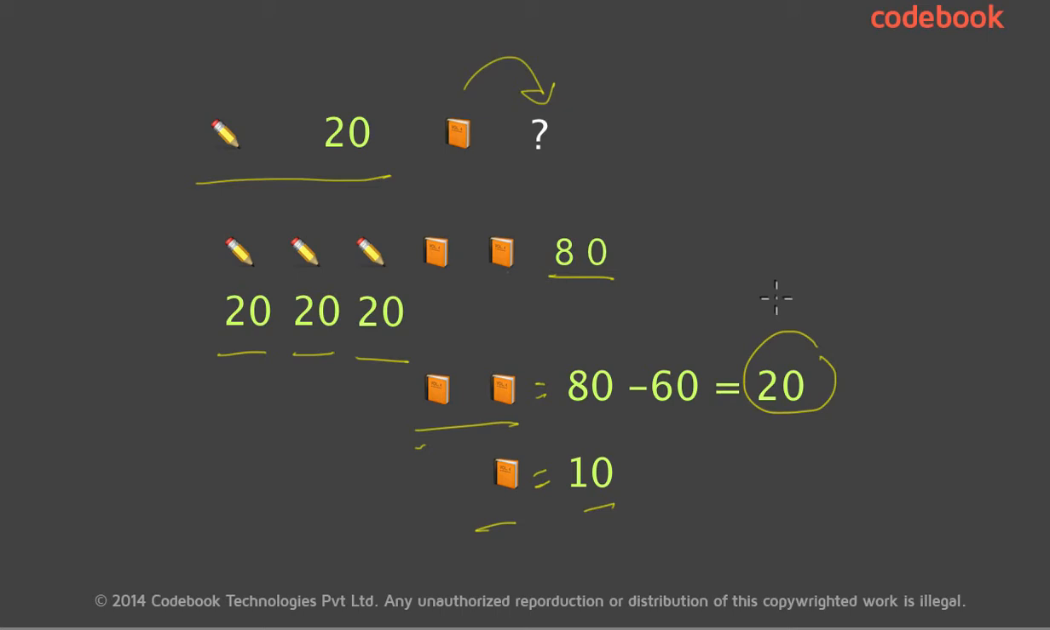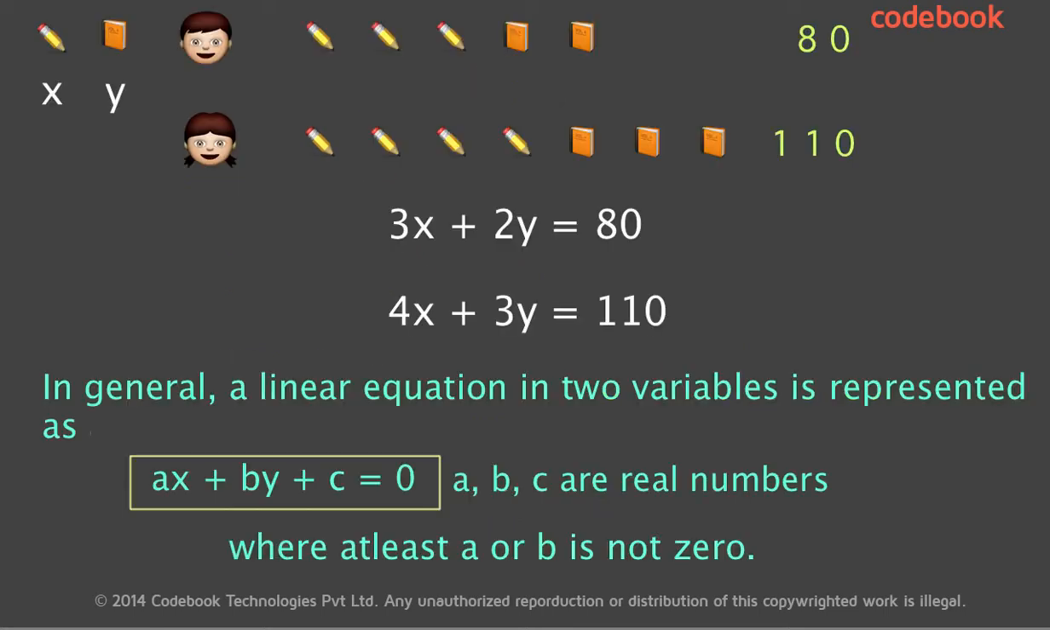So we started with 2 objects, pencils and books, and we didn't know the individual prices of those, but we ended up finding the price of the individual pencil and book by following this method. Basically the same scenario can be expressed as linear equations in 2 variables as follows. Let the cost of the pencil be x and the cost of the book be y. In the first case, we have 3 pencils and 2 books for 80 rupees. So 3 times x plus 2 times y is equal to 80. In the second case, we have 4 pencils and 3 books for 110 rupees. So 4x plus 3y is equal to 110.